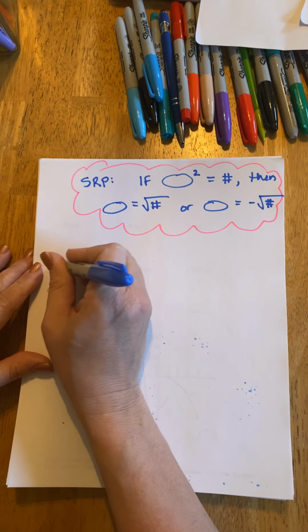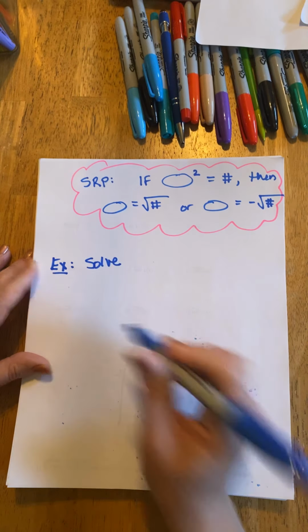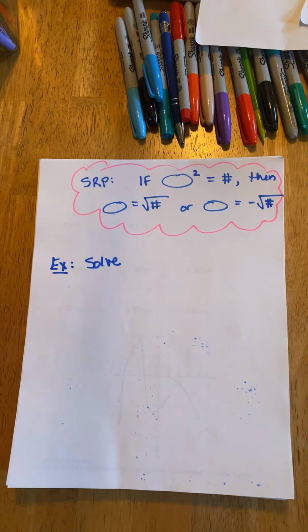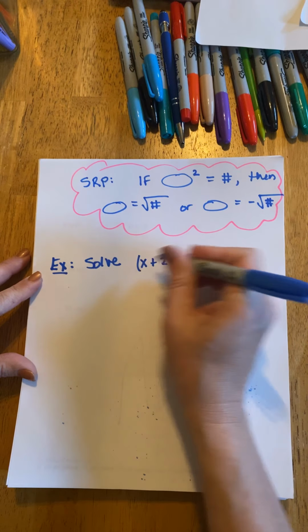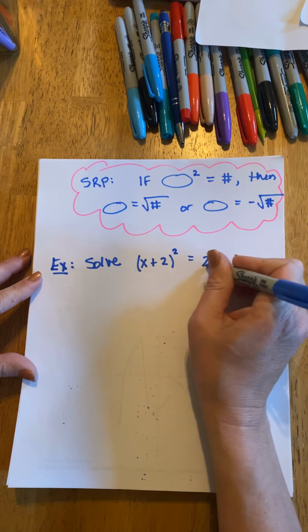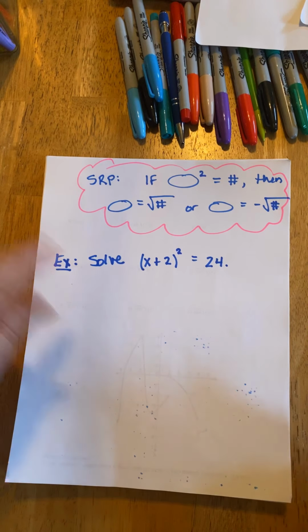So for example, solve (x + 2)^2 = 24. Now back in chapter 6, what we would do is we would distribute.